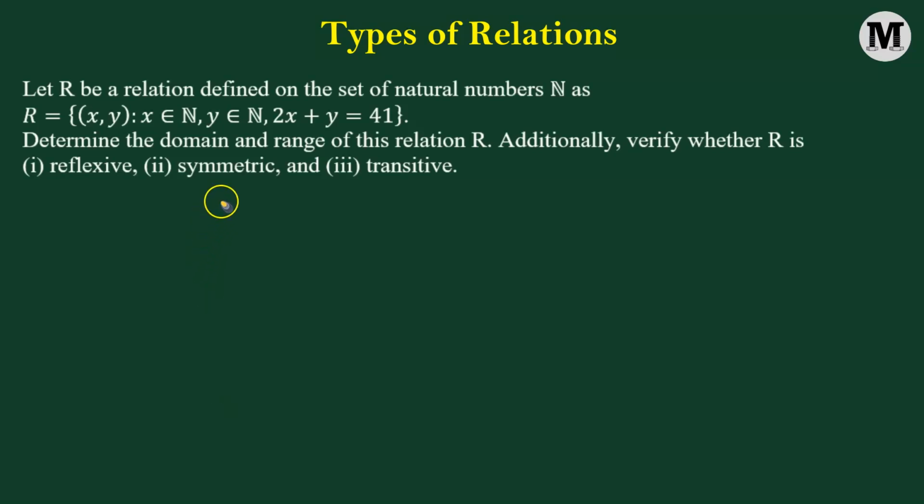Let R be a relation defined on the set of natural numbers N as R is a set containing the ordered pairs (x, y) such that x is a natural number, y is also a natural number, and we have a relationship between x and y given by the equation 2x + y = 41. We need to determine the domain and range of this relation R and also verify whether R is reflexive, symmetric, and transitive. Okay, let us begin.